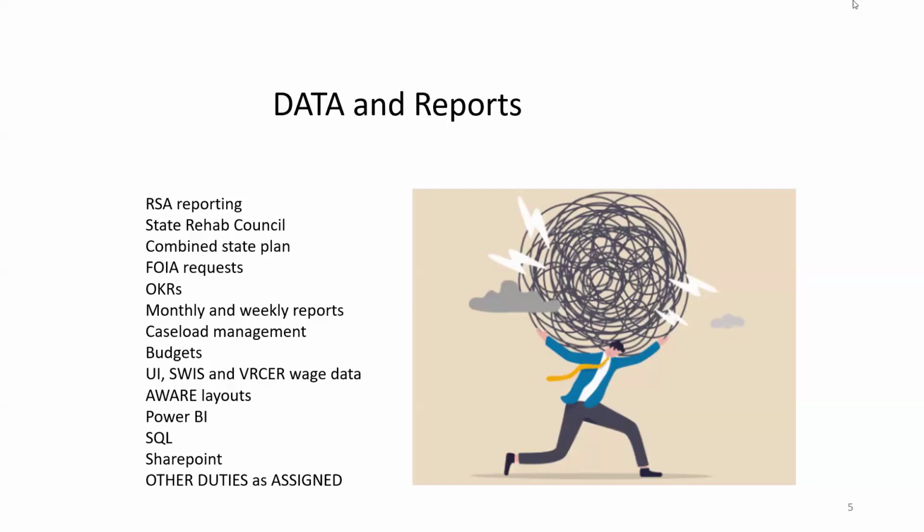We also use UI wage data, State Wage Interchange System data, and something called the Vocational Rehab Certified Earnings Report, which is from Social Security. I mentioned caseload management. In Virginia, we use Aware, and I'm a big proponent of managed layouts that you can print to Excel and play around with. I utilize Power BI, that's also directly tied to our agency data.